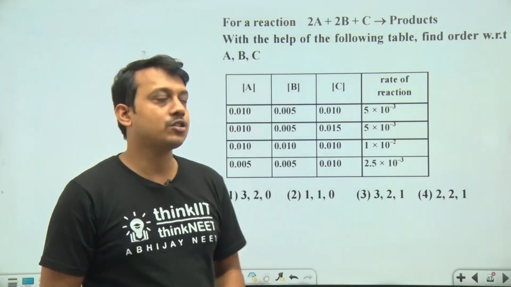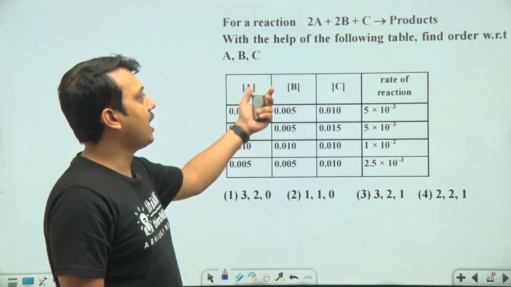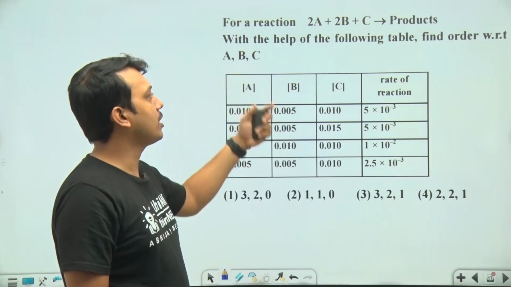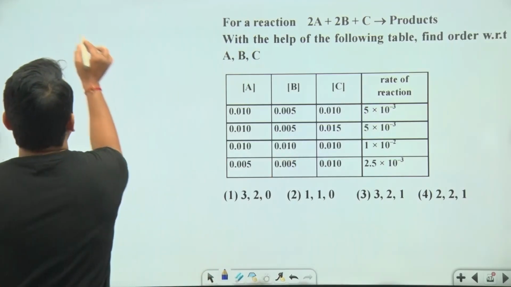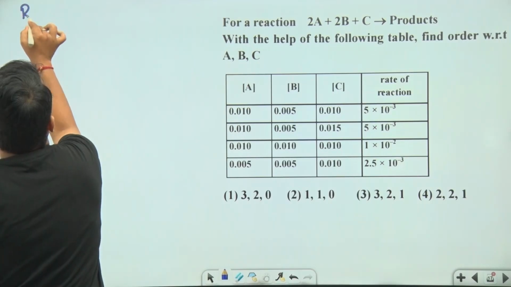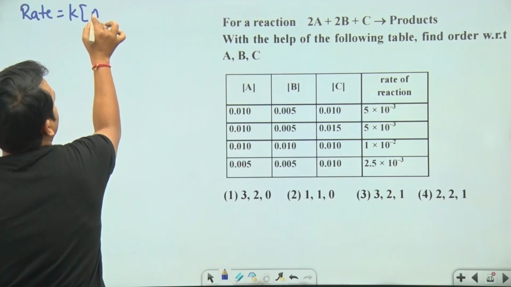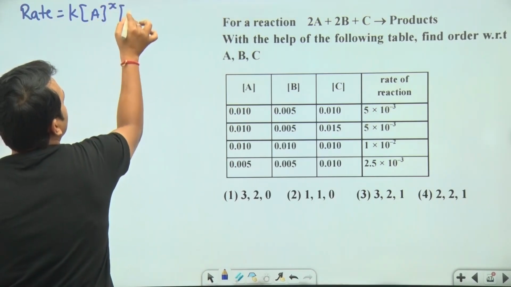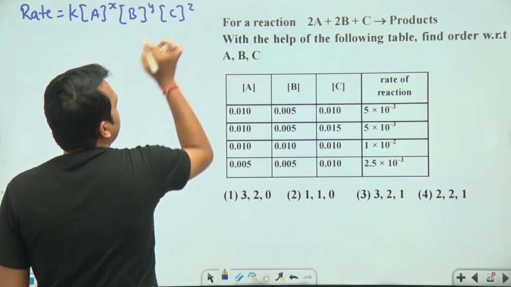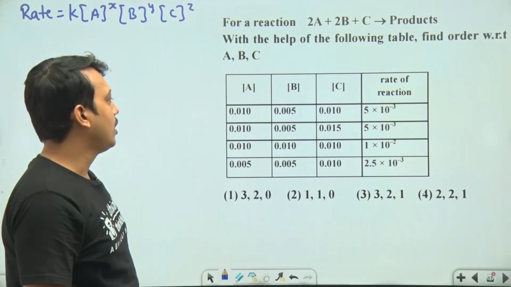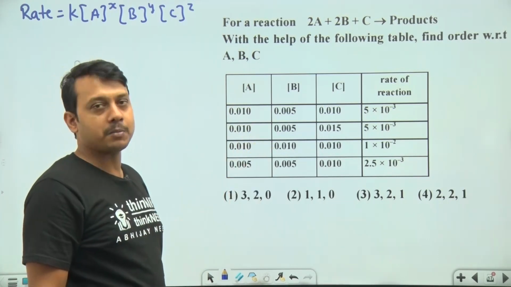So students, the next question here is, for a reaction, the reaction is given. With the help of the following table, find the order with respect to A, B and C. Now let's suppose its rate law is, rate is equal to K A to the power x, B to the power y and C to the power z. Let's suppose this is its rate law. Now what we are going to do is apply these experiments one by one.